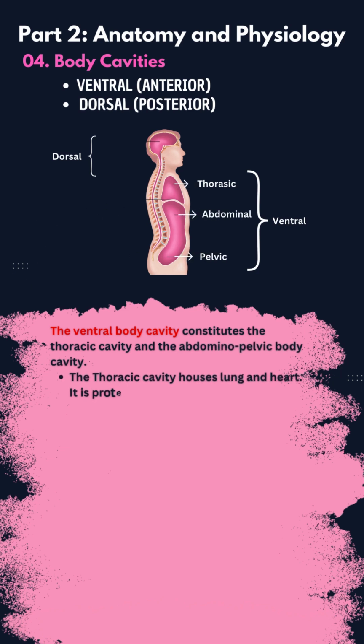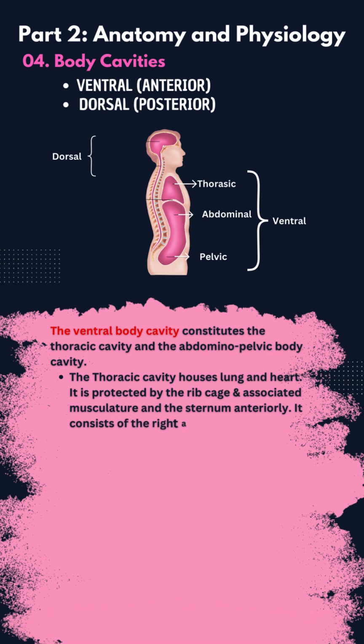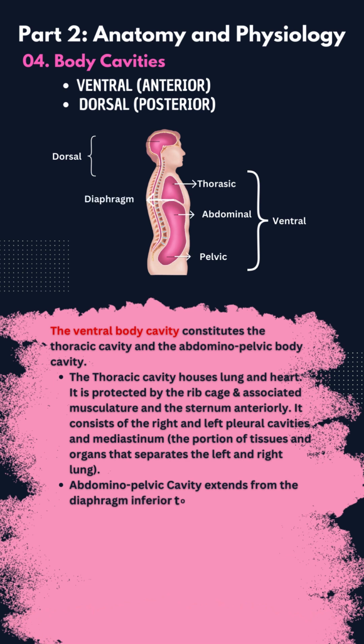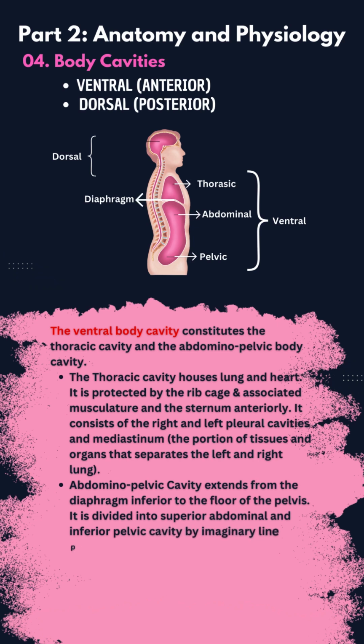It is protected by the rib cage and associated musculature and the sternum anteriorly. It consists of the right and left pleural cavities and mediastinum, which is the portion of tissues and organs that separates the left and right lung. Abdominopelvic cavity extends from the diaphragm inferior to the floor of the pelvis. It is divided into superior abdominal and inferior pelvic cavity by an imaginary line passing at the upper pelvis.